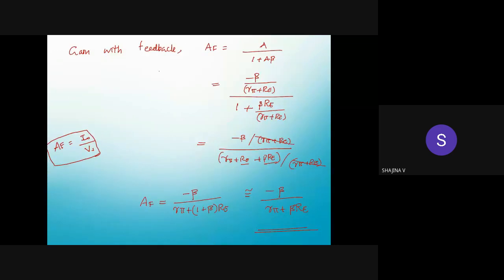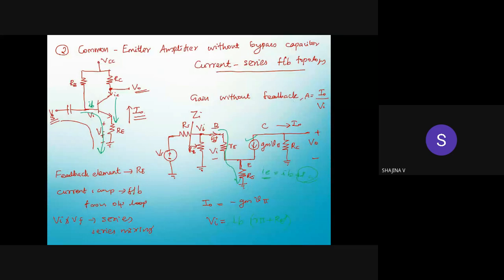Okay. So output impedance without feedback, Z naught. So from the circuit diagram, you can see output impedance without feedback. Here, our output impedance is what? This RC, right? Only this RC is present here. This is my output impedance. So output impedance without feedback is actually RC.